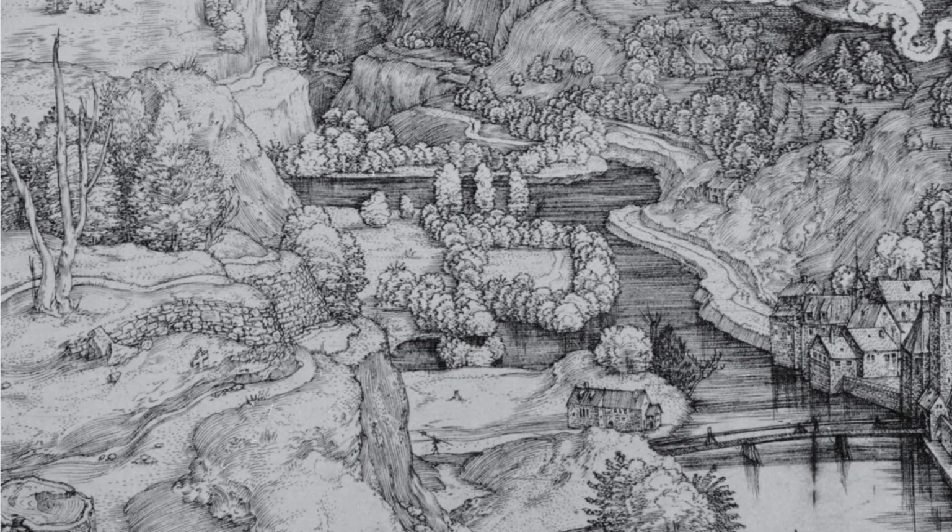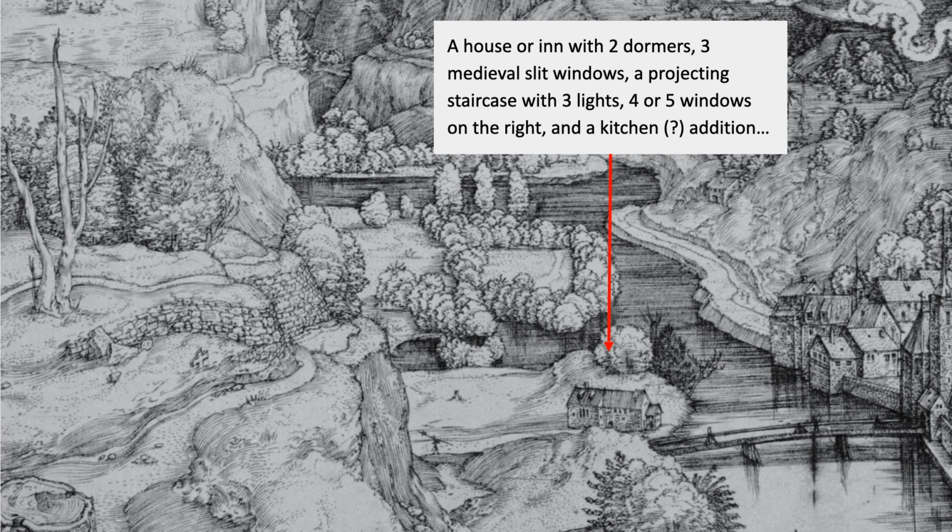So here's the lower left of Nemesis, the landscape. And just to show a few different things in this landscape. There's a house down there that has a kind of crazy amount of detail. It's got 2 dormer windows, maybe 3 what are called medieval slit windows. It's got a projecting staircase halfway across the facade there with 3 lights, as they call windows in architectural history. 4 or 5 windows on the right. There's a kitchen, the addition. It's almost microscopic, but he's actually figured out everything that he wants to have in it.